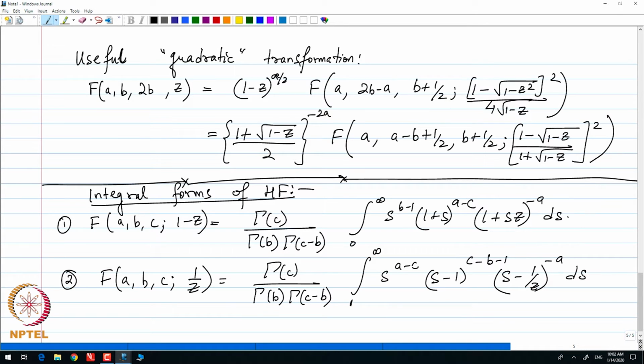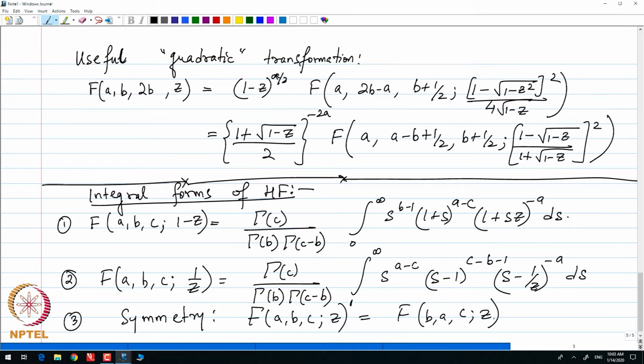Okay. And then there is another relation, that is the relation of symmetry, that comes right from our series representation of the hypergeometric function. We also see that there is a symmetry involved in this function. We see that F of a, b, c of z is also F of b, a, c of z. Okay. So, a and b can be flipped.